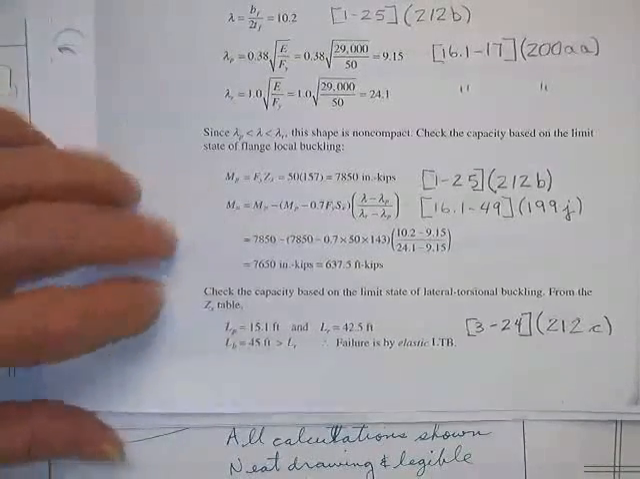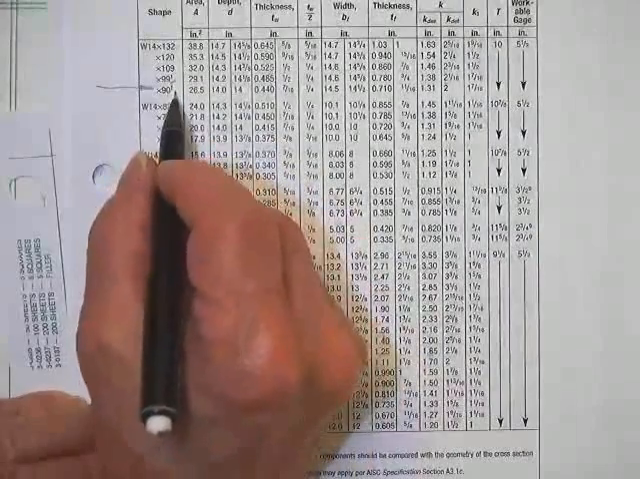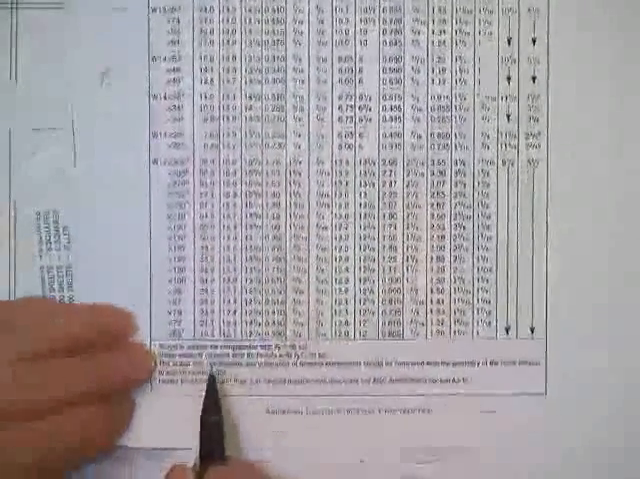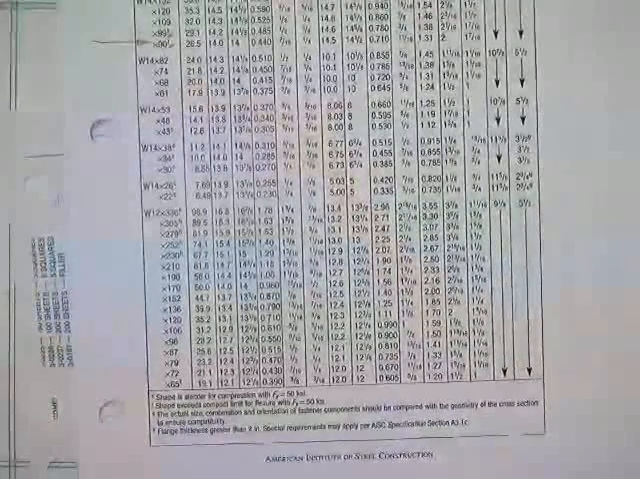You only do that if it's got slender elements. You only do that for this guy. You only do that for this guy. Because there's your F, says you've been hurt in flexure. See you next time.